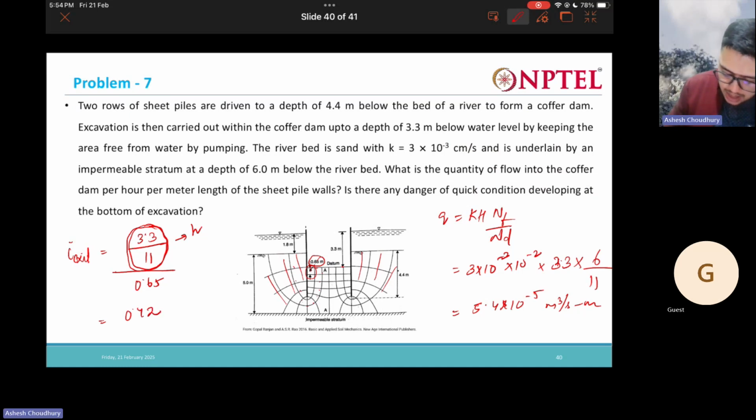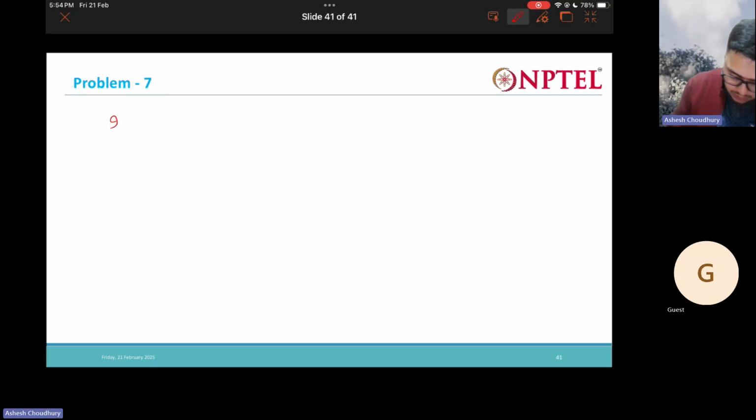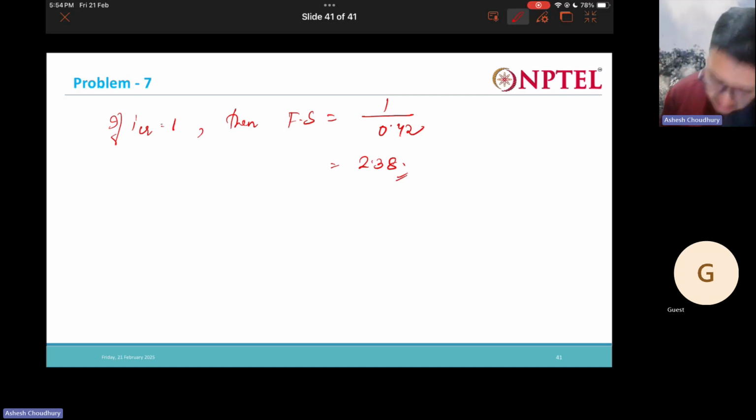Similarly, if you take i critical as 1, then the factor of safety is 1 by 0.42, which is 2.38. So 2.38, it's safe, but it's always preferred that the factor of safety is a little bit higher, more than 3, 4 like that. Okay, I hope everything was clear to you. So with this problem, we will end today's session. We solved very simple problems. I don't think you should have much difficulty in understanding or solving this by yourself also.